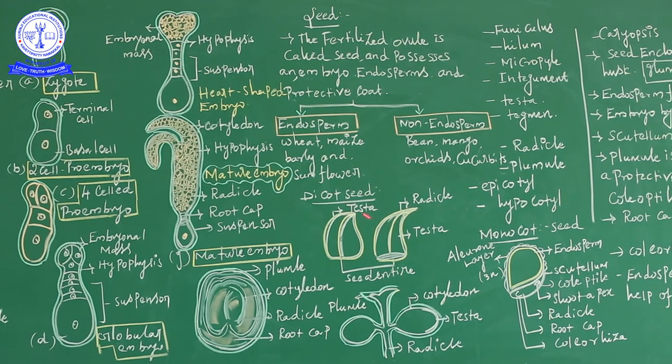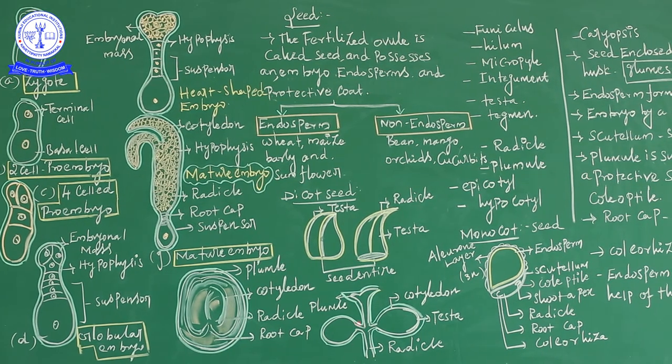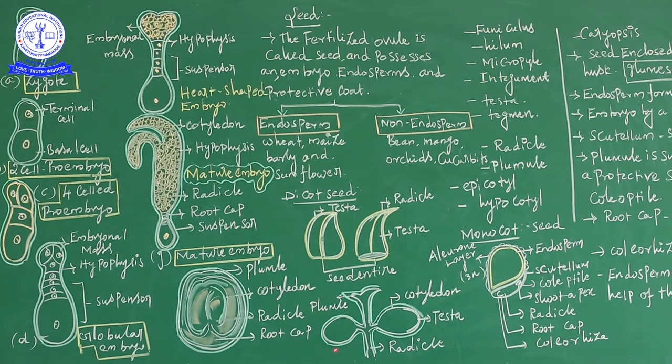The seed has two cotyledons: the first single cotyledon and then another one, called two cotyledons. So this plant character is called the dicot plant, and the plumule, radicle, cotyledon and also testa are present in this seed.